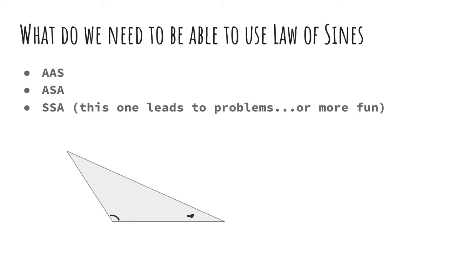If, again, angle, side, angle is known, again, I can subtract from 180 to find the missing angle, and then I have an angle and the side opposite. Therefore, I can use law of sines.